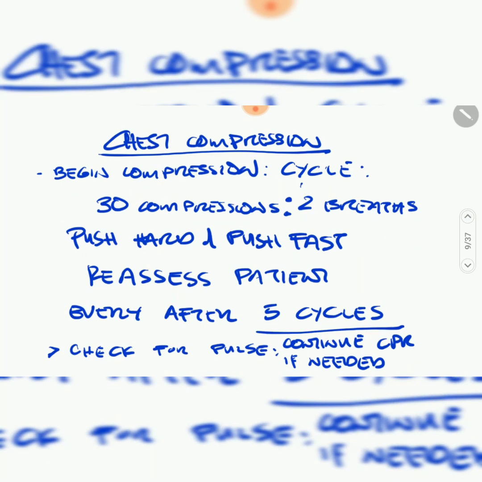And then begin the compression cycle. So that's 30 compressions and 2 breaths. Now you need to push hard and push fast, and reassess the patient after 5 cycles. Check for pulse, and then continue compression and also rescue breathing if needed.